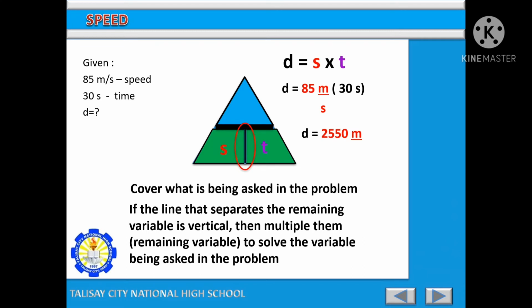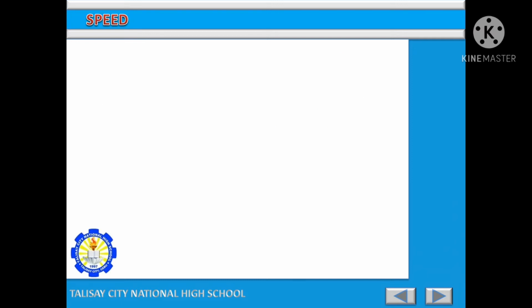2,550 meters. Take note that the unit for distance is meter, and mathematically, the remaining unit should be meter, because if you look at the units in our calculation, second for time is the numerator, second for speed is the denominator. We can cancel second and second, so what is left is meter. Therefore, the distance is 2,550 meters.